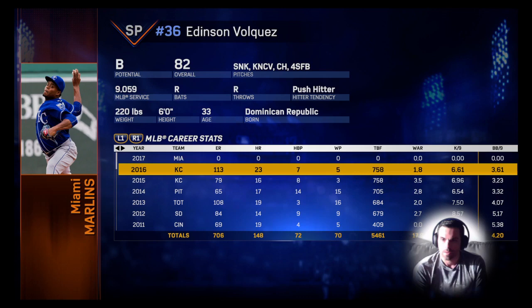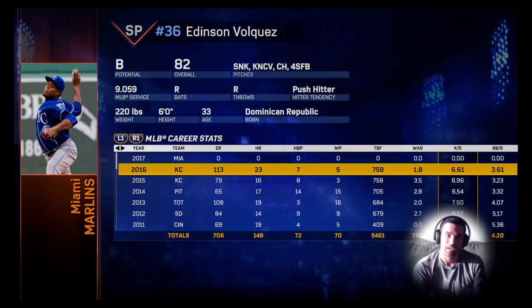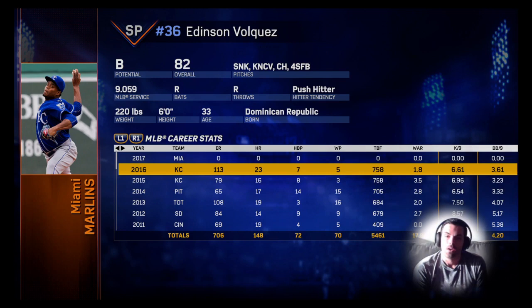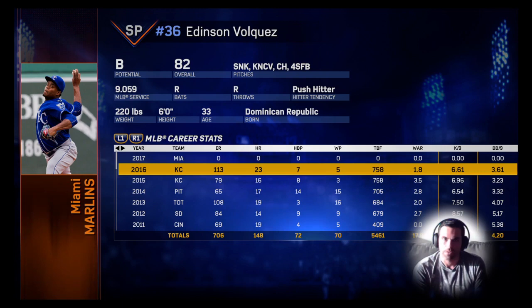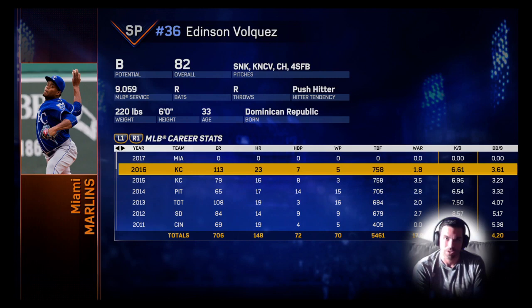K's per nine. Now, this is a really important sabermetric stat. This is probably one of the most important pitcher stats that your modern general manager is looking at today, K per nine. For a starter, 6.6, not bad. Usually you're looking for guys around that seven mark, ideally. Certainly more is nice, but not everybody. Certain guys aren't going to strike out even six.